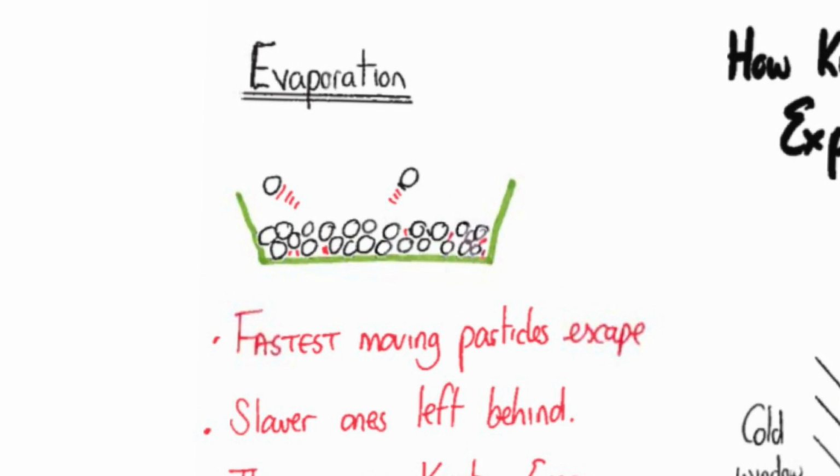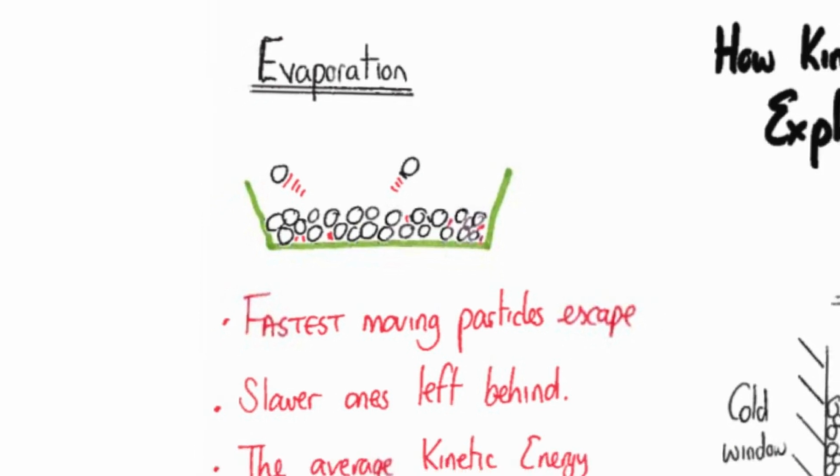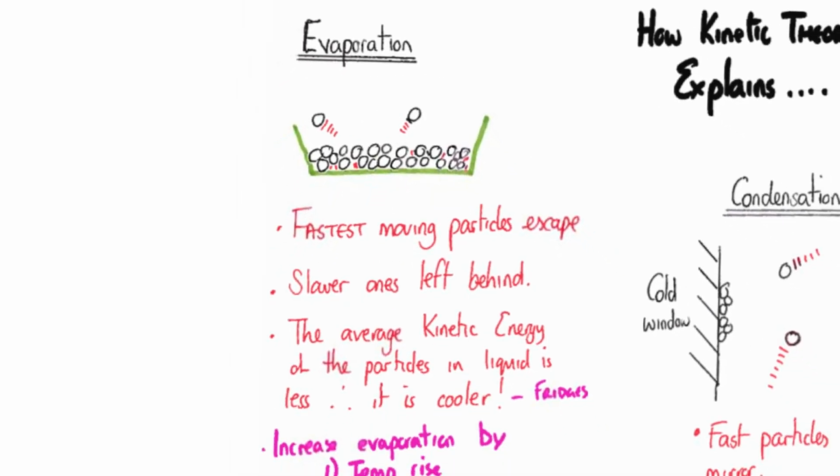Of course, solids, liquids and gases are all made of the same particles. It's how the particles are arranged and what they're doing that determines whether they're solid, liquid or gas. In this case, the liquid particles are moving around, and if you notice, some of the particles have more energy than the others. And these high energy particles, the fastest moving ones, can escape, and therefore slower ones are left behind. So the average speed of the particles has decreased. This means the average kinetic energy of the particles in the liquid is less, and therefore it is cooler.